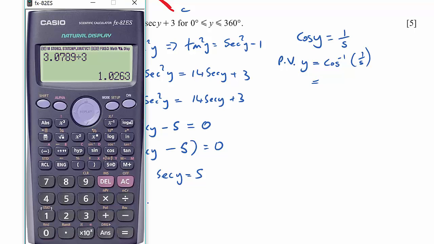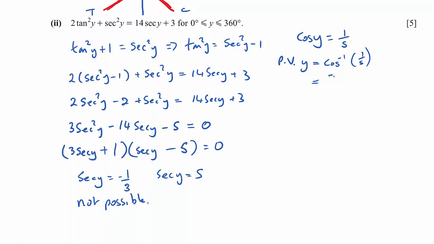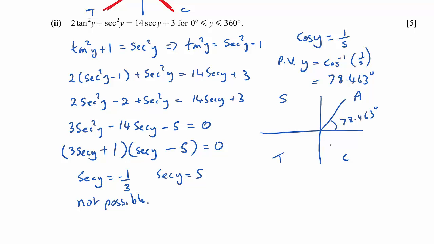And my calculator currently is in radian mode, so I need to be careful because this question is in degrees. So let's go for degrees. And then I want the inverse cosine of 1/5. And that gives me 78.463. So ASTC, we're going from 0 to 360, so the first one is there. And because we have a positive cosine, the other one is there.